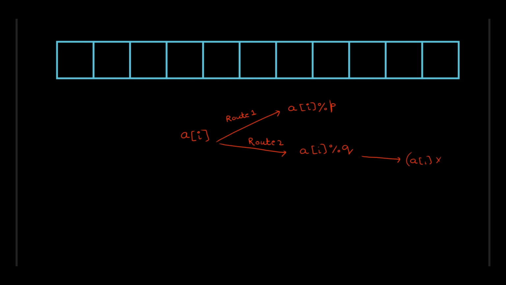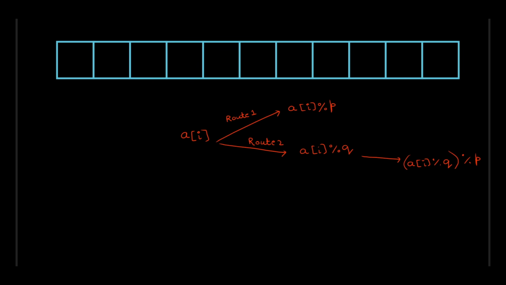So you can see that if you have Ai, it can either go through route 1, where you simply do Ai modulo P and future operations are a no-op, or you can go this route, where you do Ai modulo Q, and then you make one more step to go Ai mod Q, and then you take a mod with P.